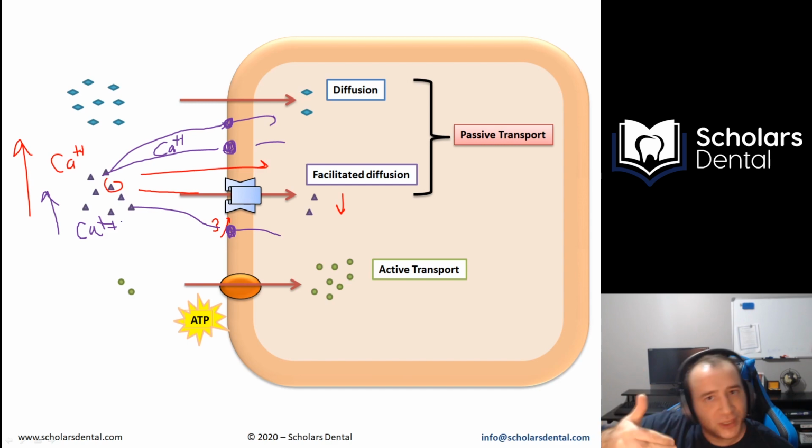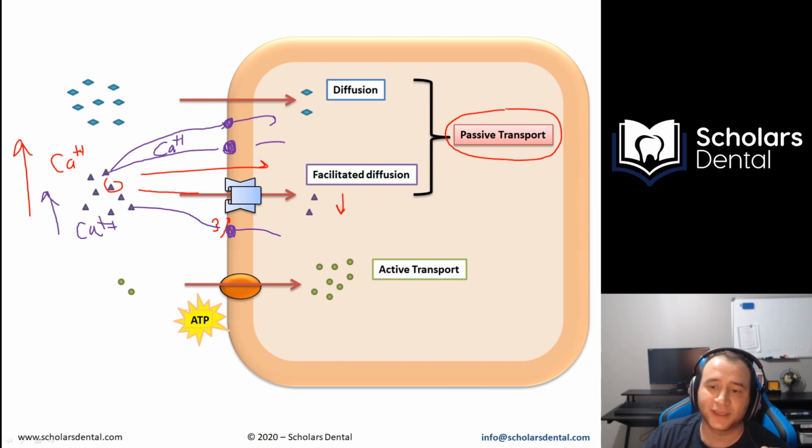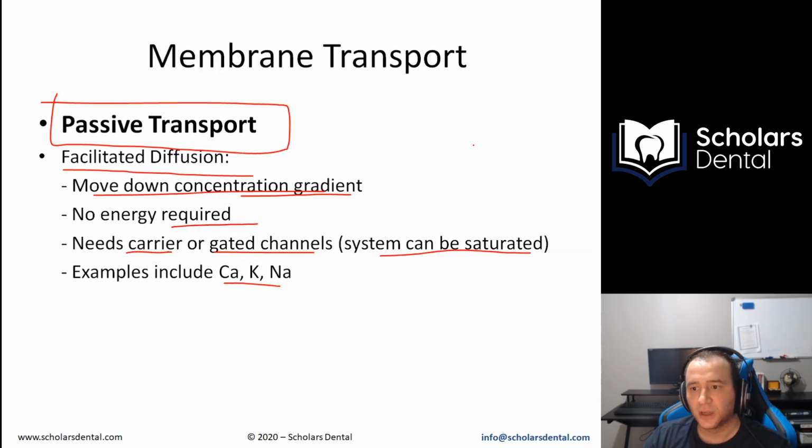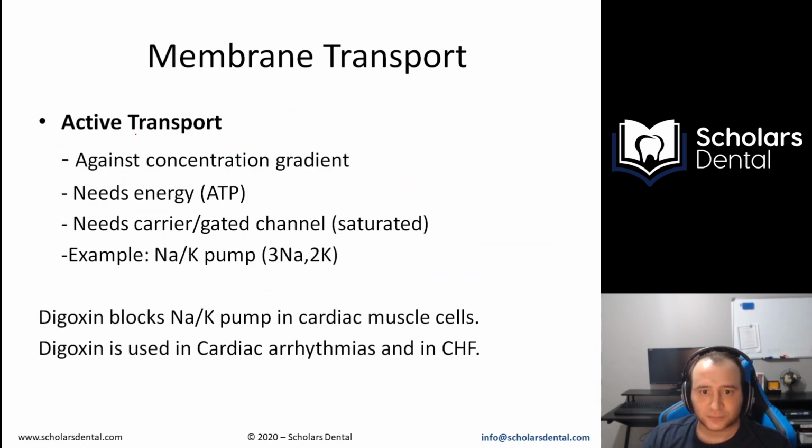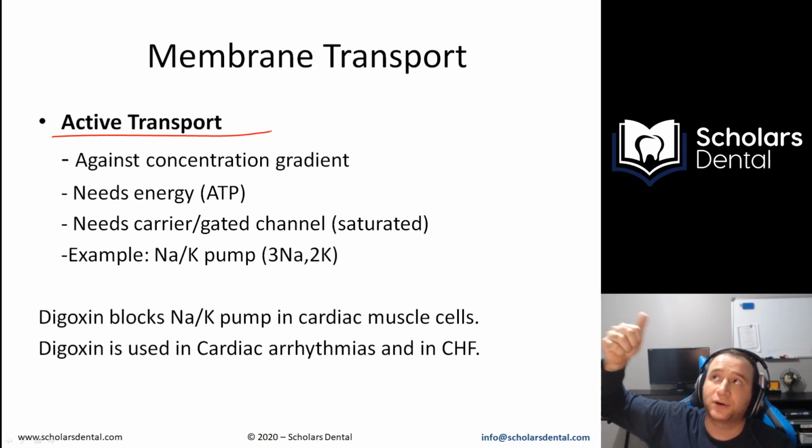The system to transport this ion from one side to inside the cell can be saturated, can be full. However, with simple diffusion, it could never be full because it just goes through the membrane. However, both of them are considered to be passive transport because they don't use energy. The third one is active transport. So this goes against the natural forces. This is like going upstairs, taking an elevator, flying up.